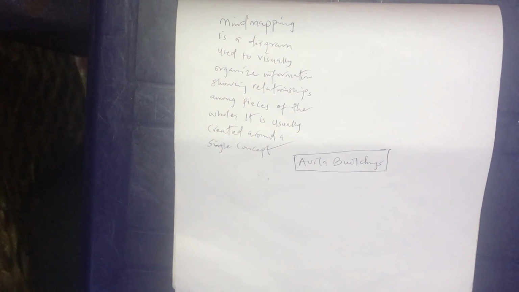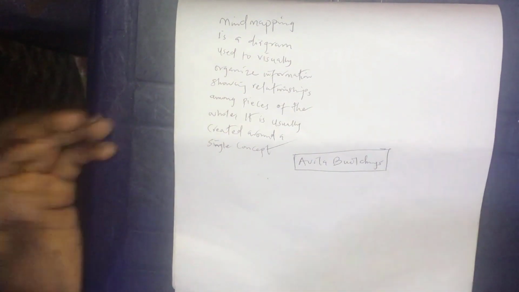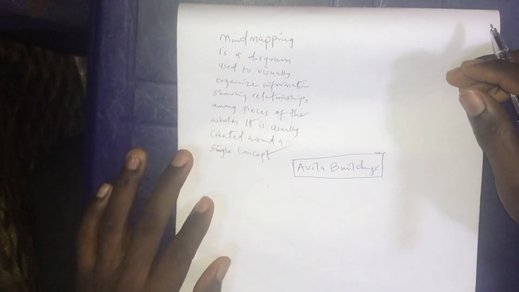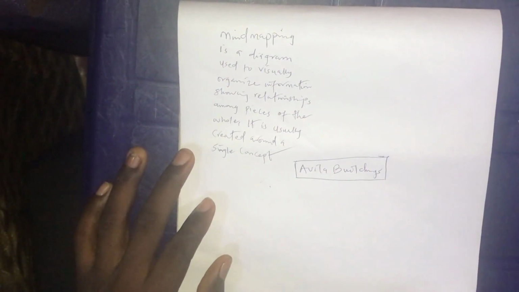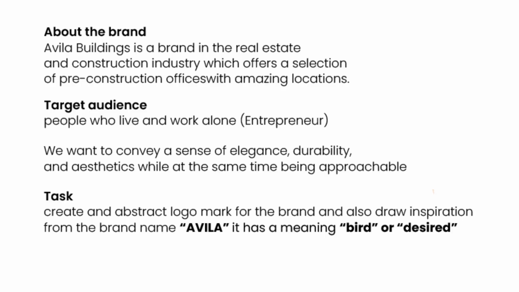So in this video we are going to talk about mind mapping, or word association as some would call it. The brand we are using for this video is Avila Buildings. It's a brand in the real estate and construction industry that offers a selection of pre-construction offices.